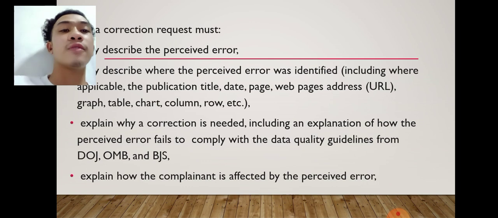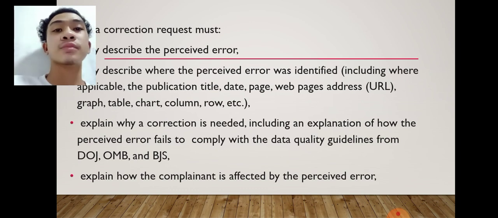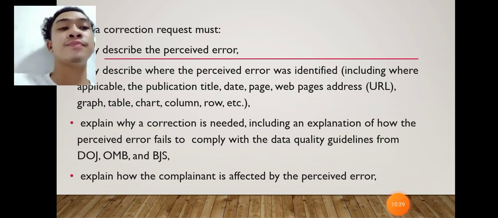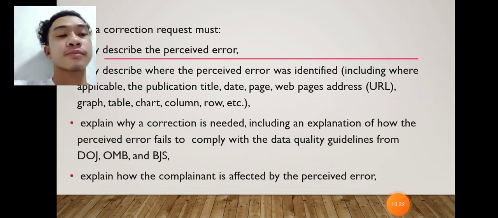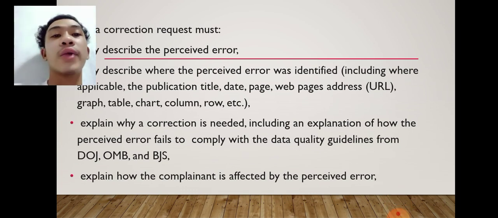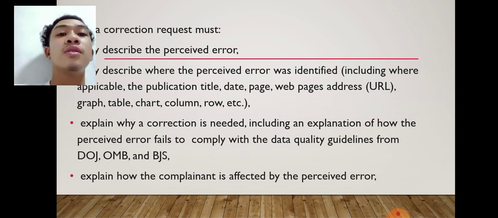Describe where the perceived errors are, including, as applicable, publication, title, date, page, web page address, URL, graph, table, chart, column, row, etc. Explain why correction is needed, including an explanation of how the perceived error fails to comply with the data quality guidelines from DOJ, OMB, and BJS. Explain how the complainant is affected by the perceived error.